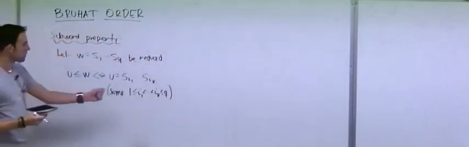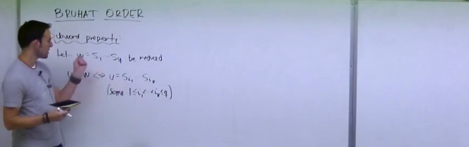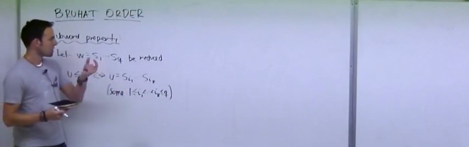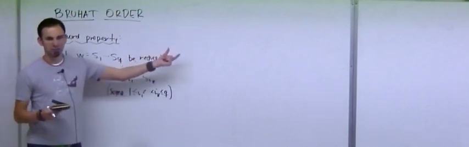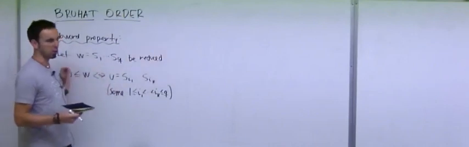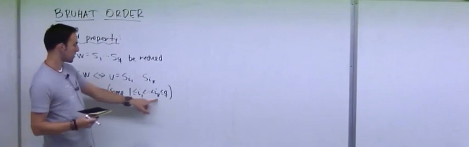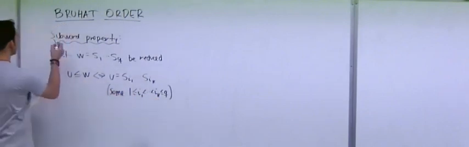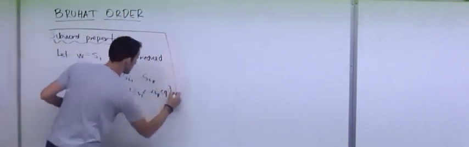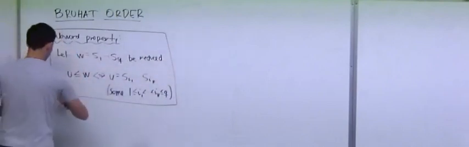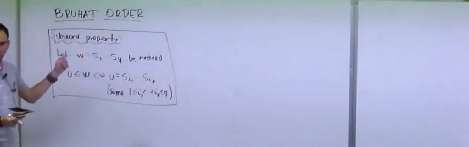That's right. So when I say a subword, I just mean you pick some of the letters, not necessarily consecutively, but they have to be in the correct order from left to right, which is why I demand that i1 is less than ... less than ik. Okay? This is the most important thing to understand about the Bruhat order so far.